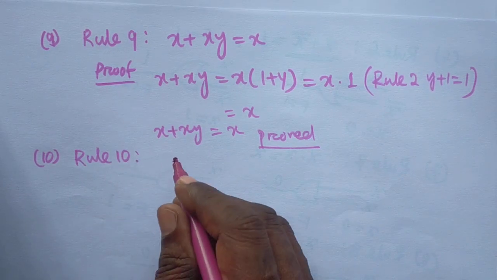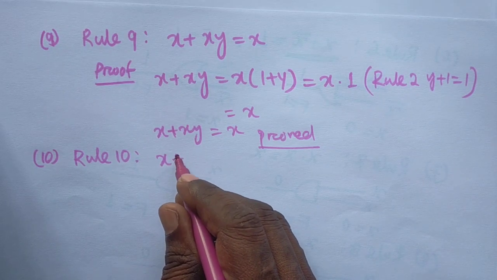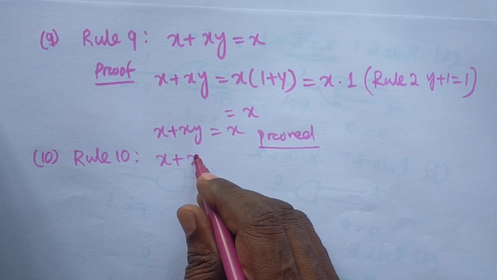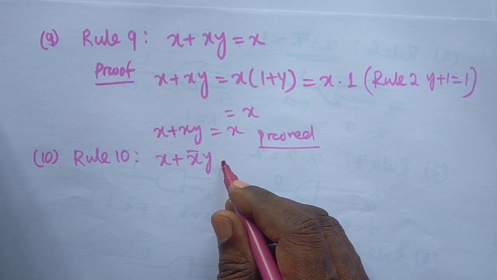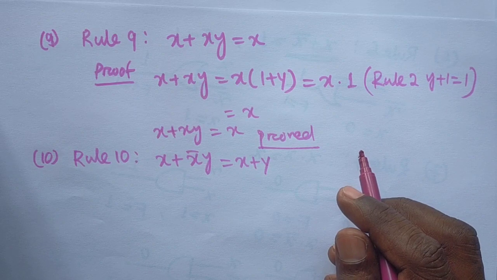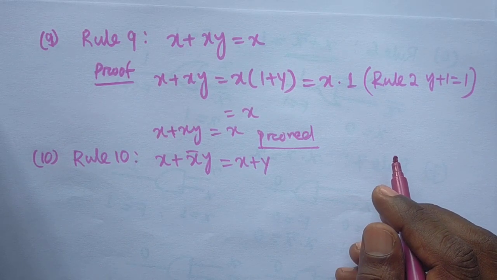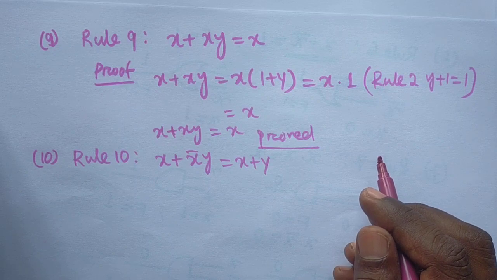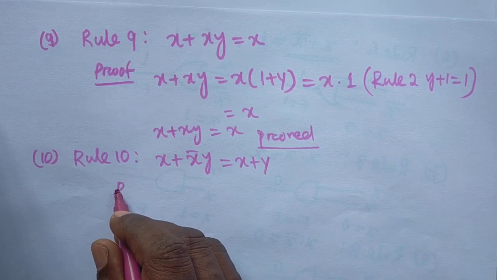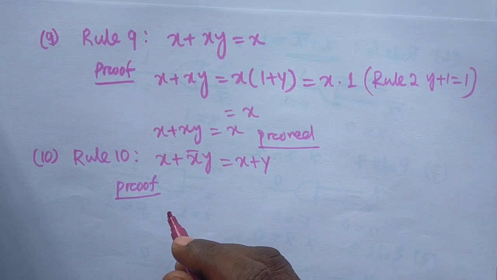Now another rule, rule 10. Rule 10 is defined as x plus x complement y is equal to x plus y. How to prove it? Now we prove it.